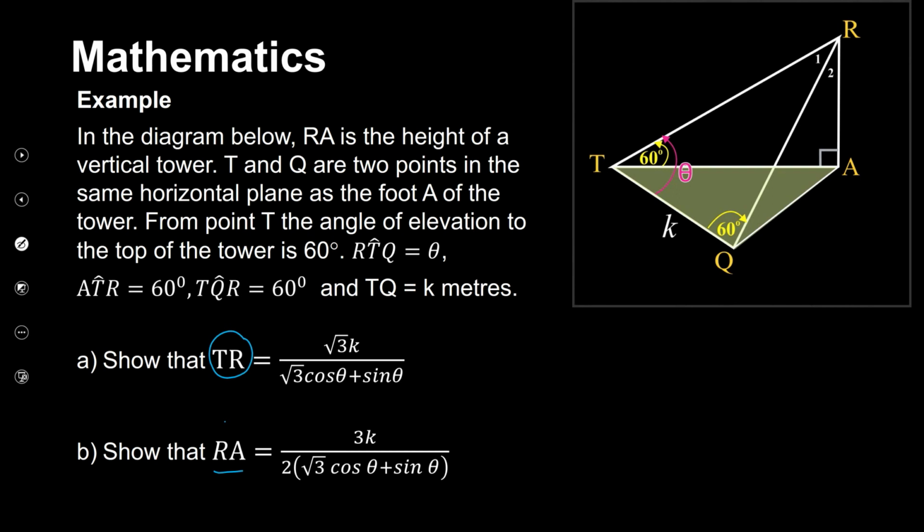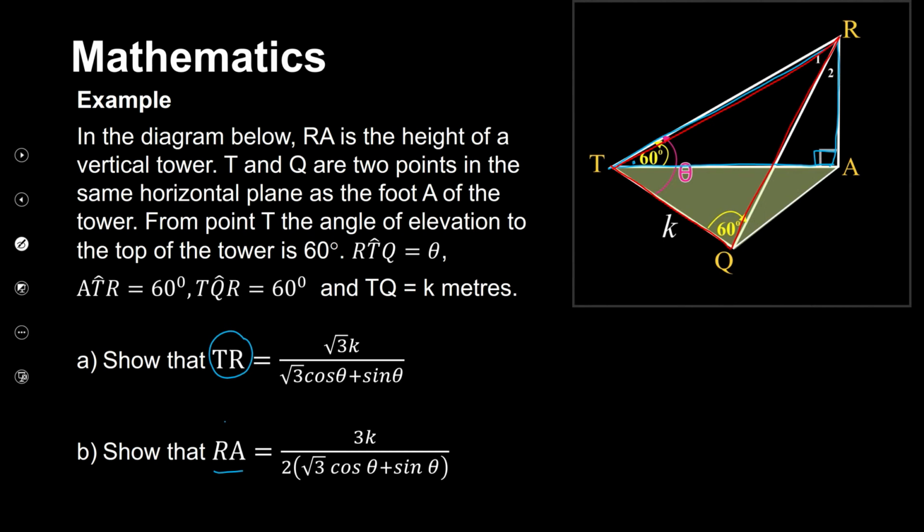What they've given us is essentially information in 2 triangles. The first triangle is this right angle triangle here, RAT, which has a right angle here, and this angle here being 60 degrees. The second triangle is this inclined triangle here. I'm going to use a different color. So this triangle TQA.